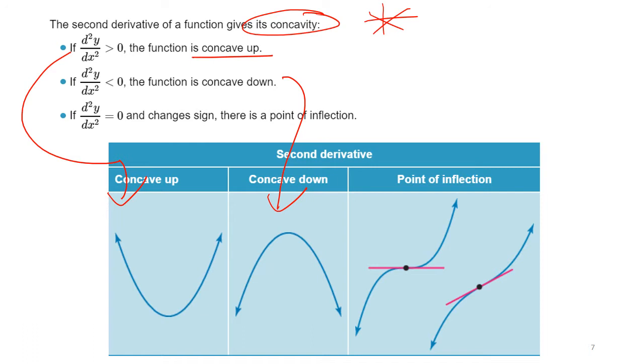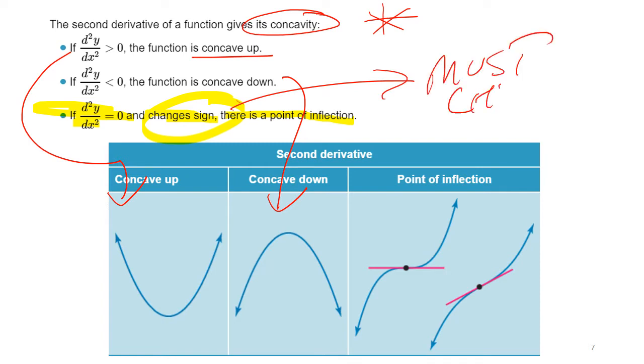And the last one is the interesting one. If the second derivative equals 0 and changes sign, then there is a point of inflection. So the important bit is you must check if it changes sign. Don't just assume that if I've got d2y/dx squared equal to 0, it must be a point of inflection. Well, it might not be. Alright, so let me just put a note there. Please must check sign change.